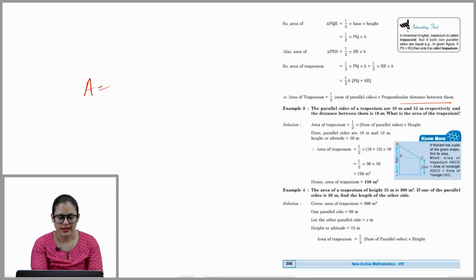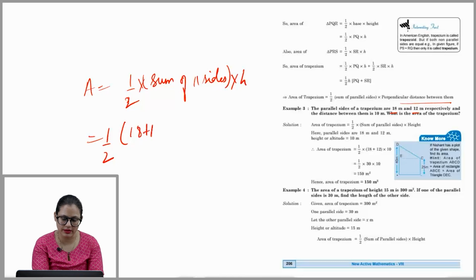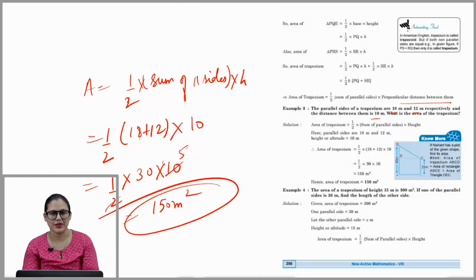So, area is half into sum of parallel sides into height. So, parallel sides are given, 18 meter and 12 meter. Okay, so 18 plus 12, and what is the height? Height is 10. So, half into 18 plus 12 is 30 into 10. Okay, 2 5s are 10. Then 150 meter square. This is the area, right?